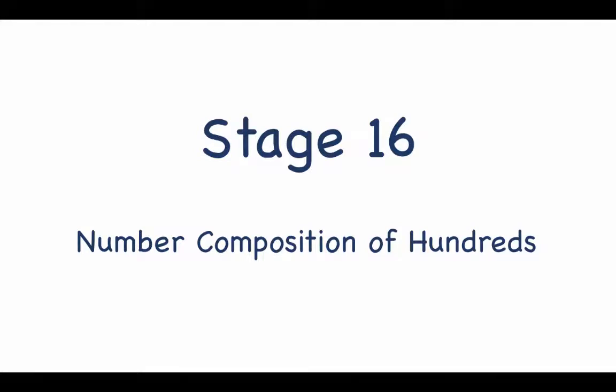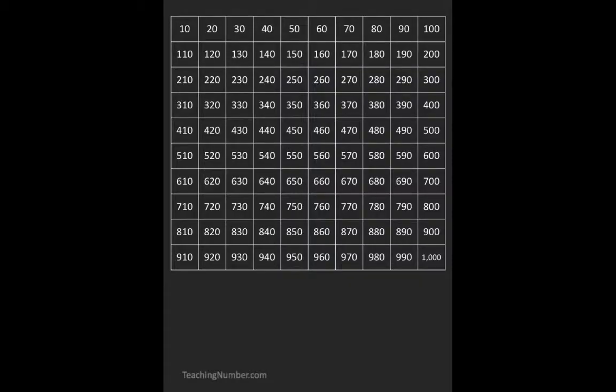When students have mastered the decade structure of the base 10 number system within 100, they are ready to extend their understanding to the number composition of the hundreds. This involves understanding that tens are a unit and can be treated as a unit. One way to represent this is in a number grid with tens rather than ones.